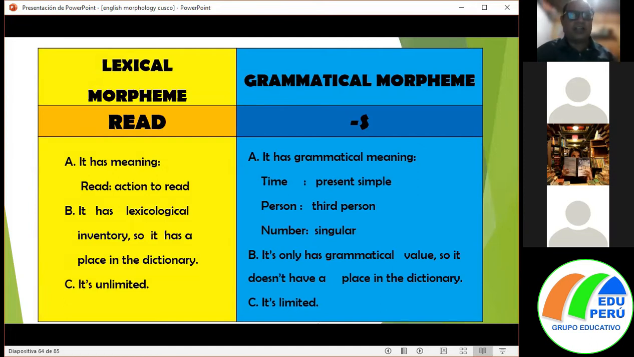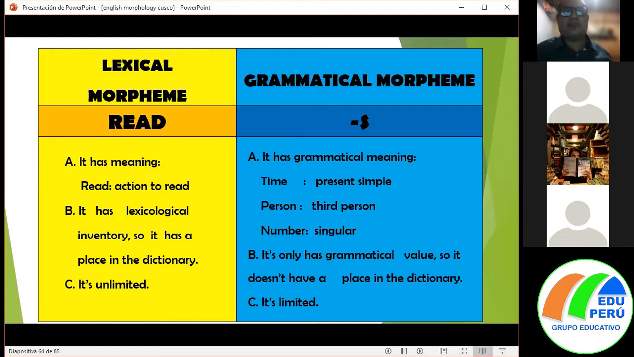What is read? The action to look at a book or a notebook, the action to read. But the S, can you define the letter S? No, right? We have the meaning, but it's a grammatical meaning. In this case it's the present simple. It's indicating a grammatical case: the present simple tense in third person singular. Notice this is the meaning of this S when we use it with the verb. So it has a grammatical value.